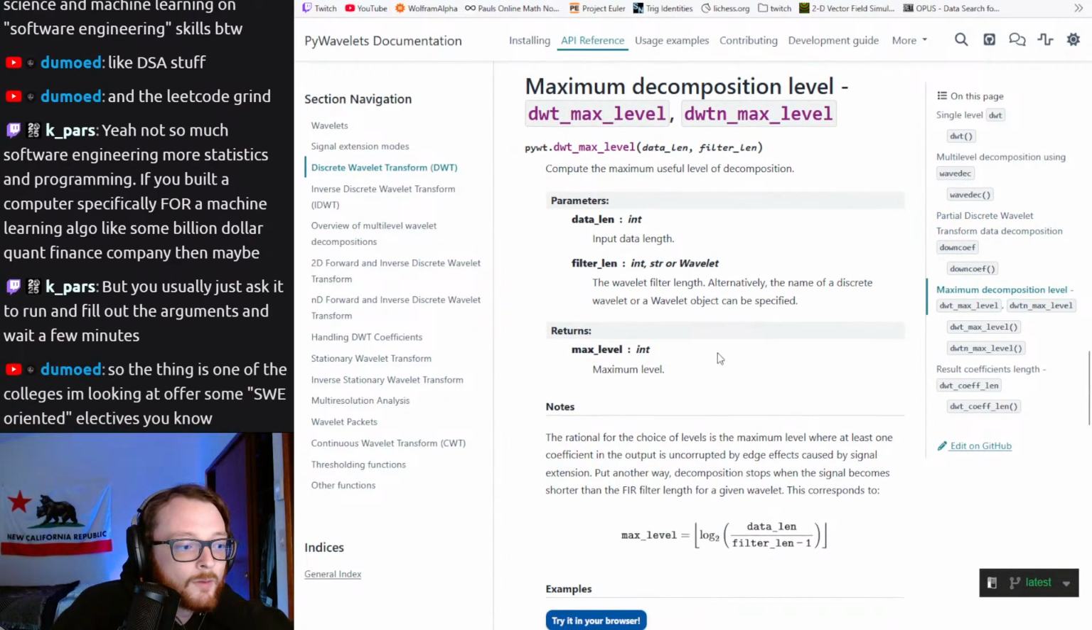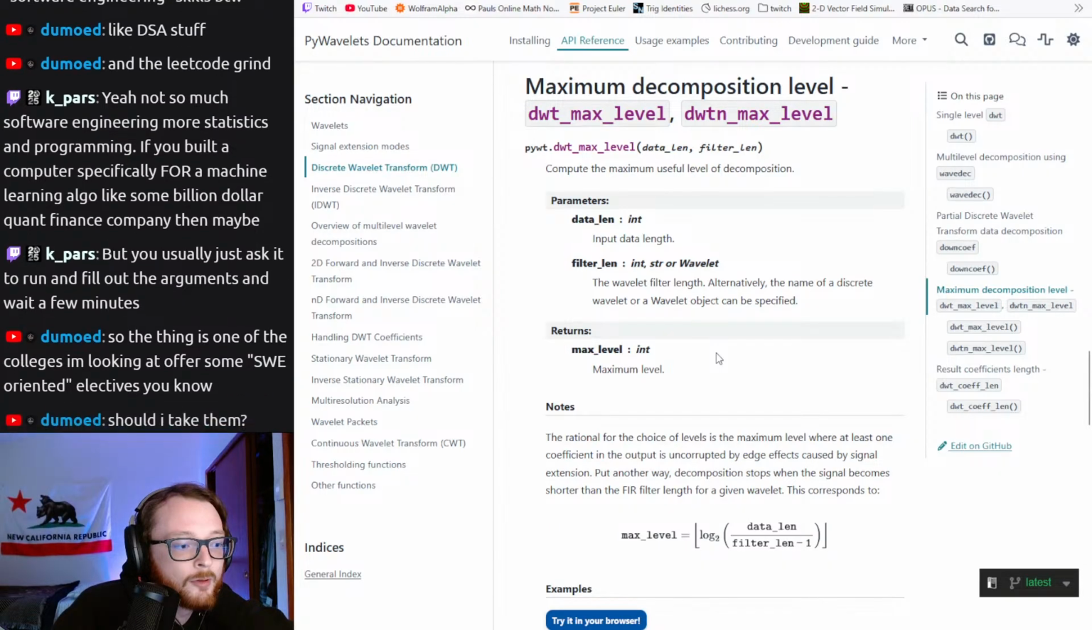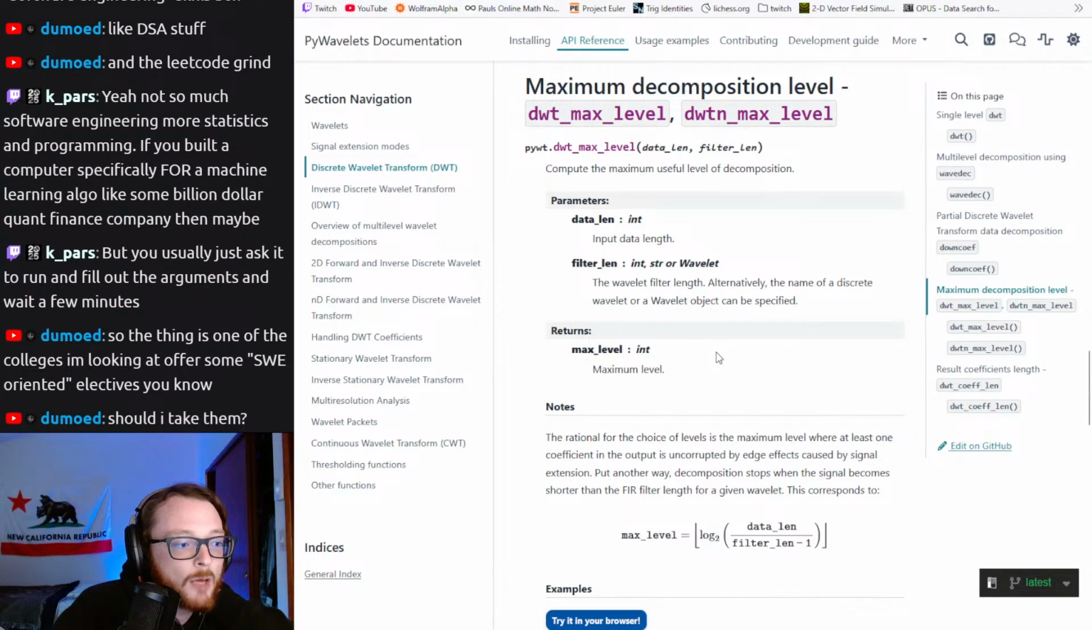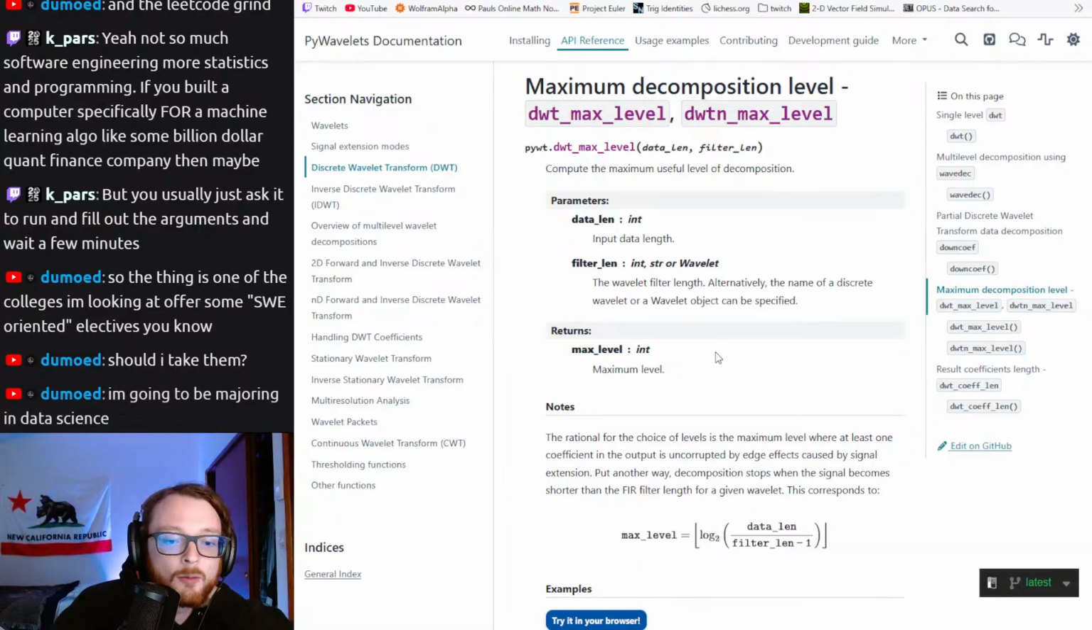One of the colleges I'm looking at offers some software-oriented electives. It wouldn't be a bad idea at all. Depending on what it is, it might not be directly relevant, but it is interesting stuff in its own right, and it'll generally make you a better programmer, depending on the exact class.